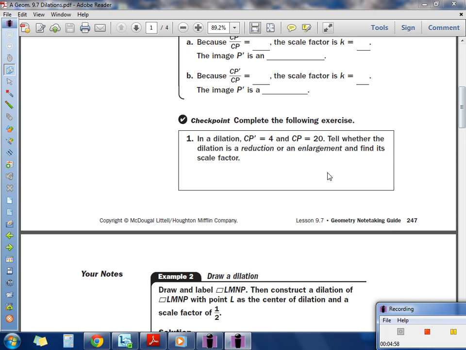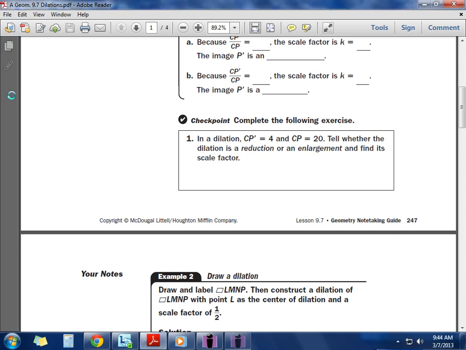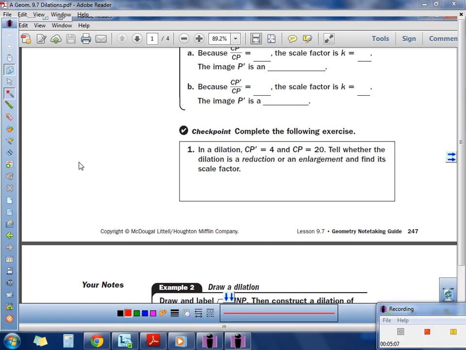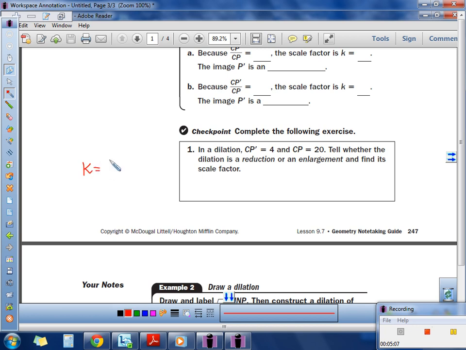Try this little checkpoint real quick. See what you can do on that one. On this example, you need to remember your formula. Sometimes writing it out will help you remember it. So k equals CP prime over CP. The prime goes on top. Real quick, there's CP prime, that's 4. And the regular letters go on bottom. 4 over 20 simplifies to 1/5. So our scale factor is 1/5. Is that a reduction or enlargement? Okay, since it's less than 1, greater than 0, we have a reduction.